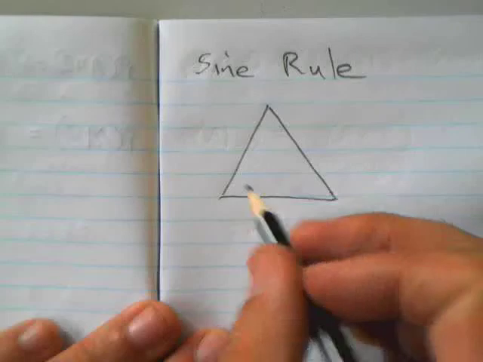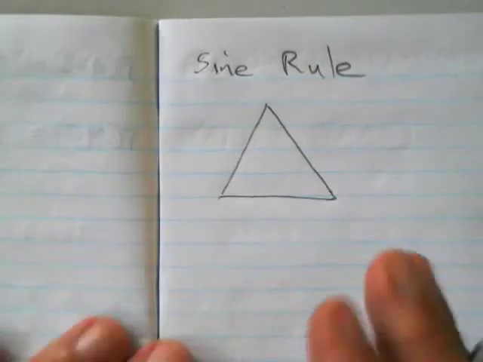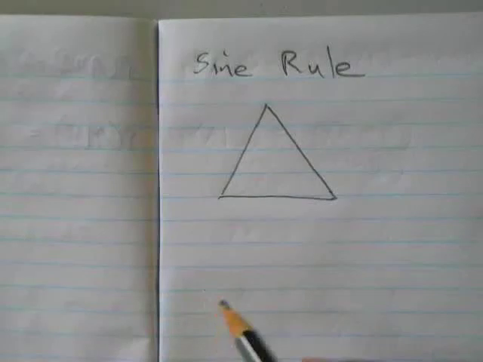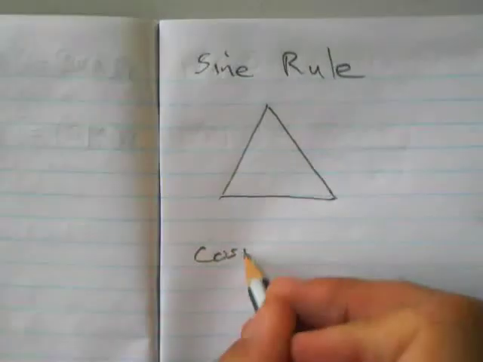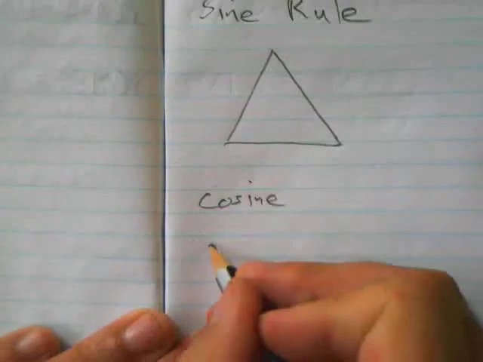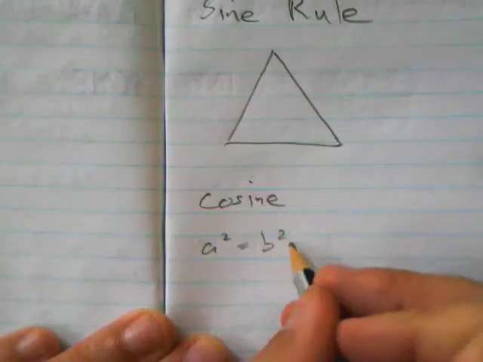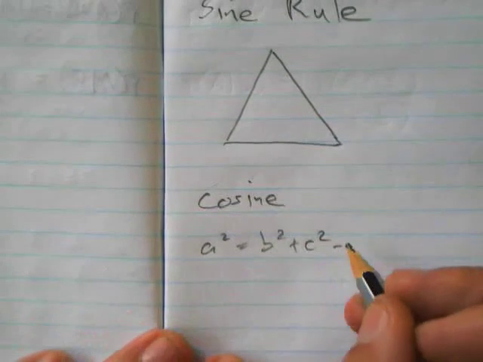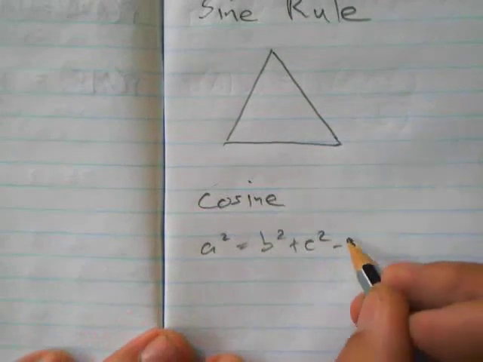Let's just briefly recap the cosine rule. The cosine rule requires 3 sides and 1 angle, doesn't it? So if you think about the cosine rule, that's a squared equals b squared plus c squared. If you've been absent because you've been away and stuff like that, all of this has been videoed. So it's all on Conlon. Just go and look at it.